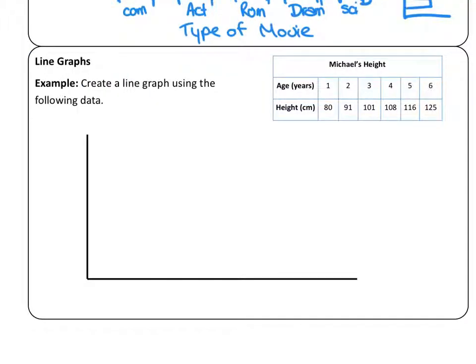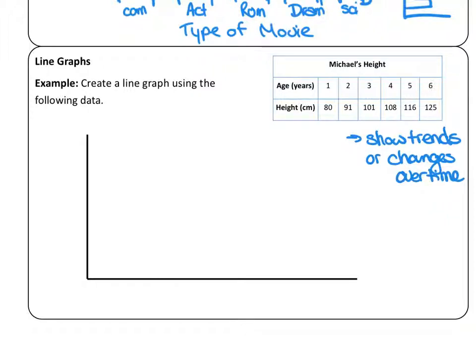All right, the second type of graph I'm going to go over is the line graph. Now, typically, we're going to use a line graph to show trends or changes over time. That's typically when they'll use a line graph.